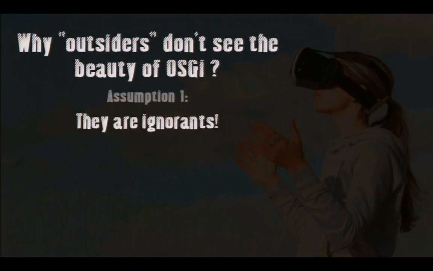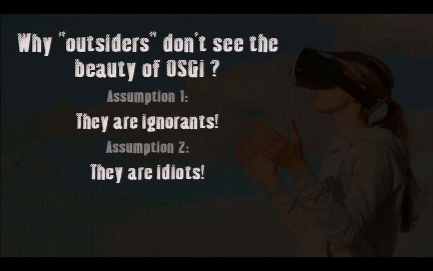So I went through some psychological research, and I found that assumption number one we're making is their ignorance. They don't have the data. That's what we think of them, right? We know it is great, we know it's cool, and they don't appreciate it, so they must have the wrong information. So we start teaching them, discussing with these people and telling them how great OSGi is, and they still don't get it.